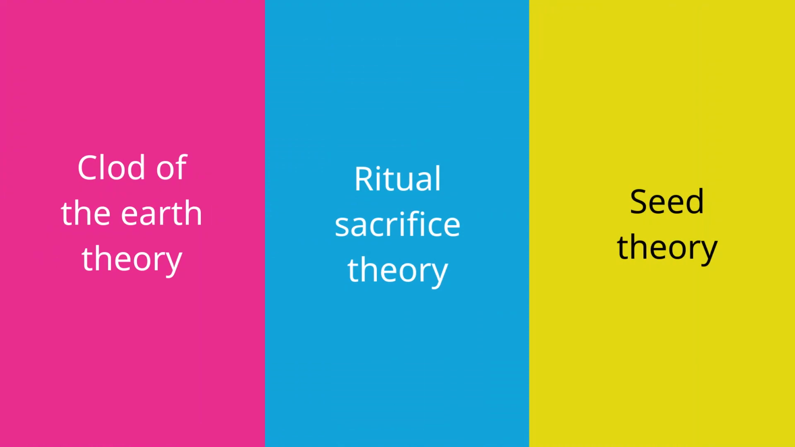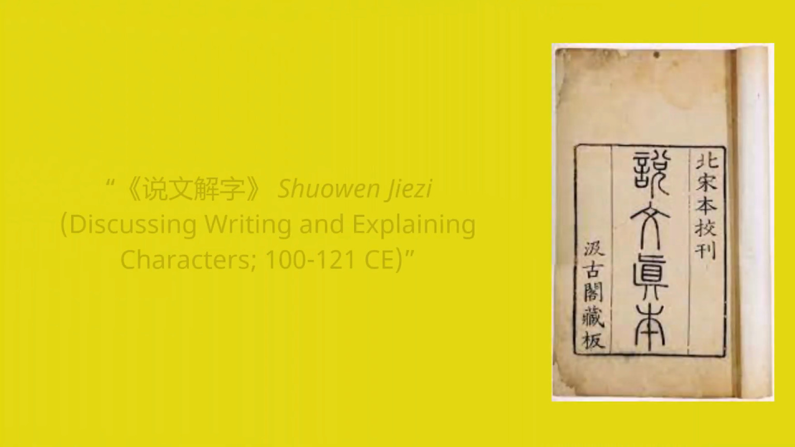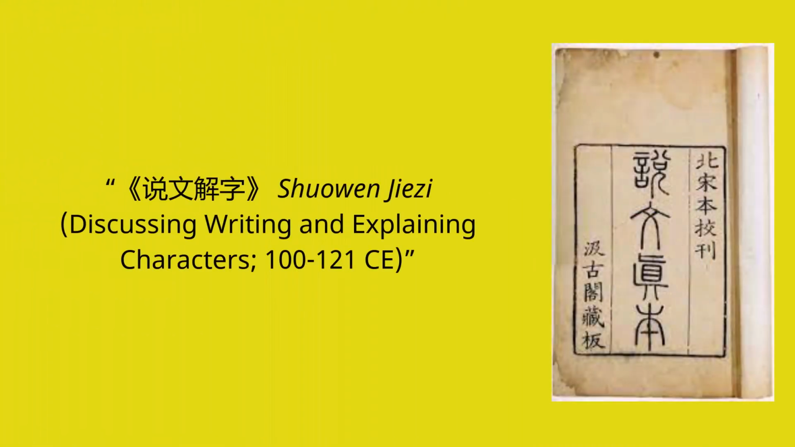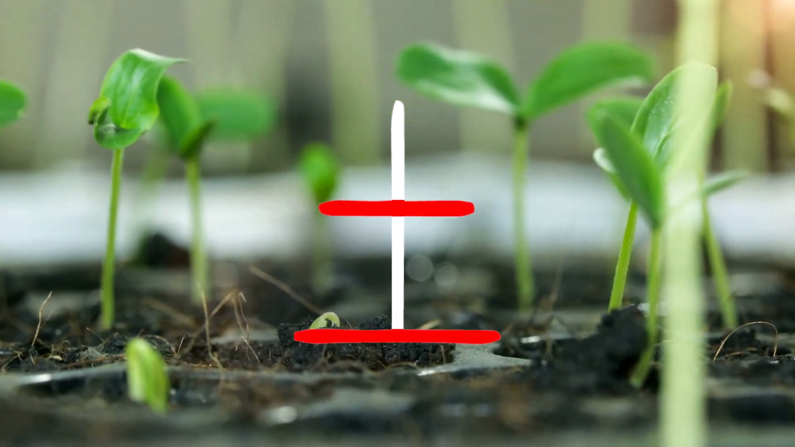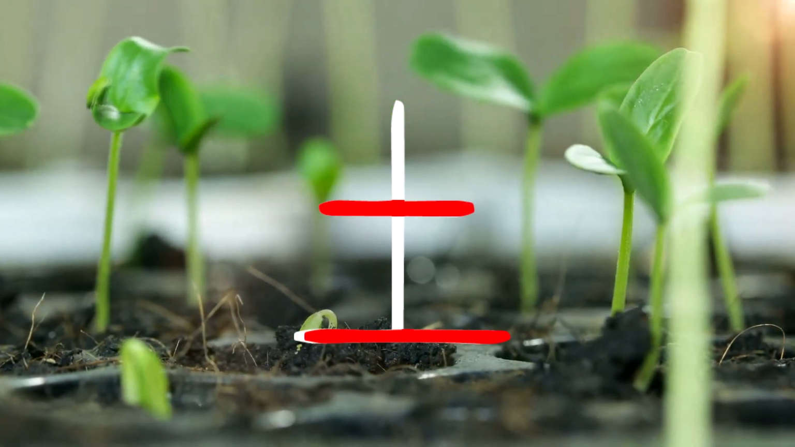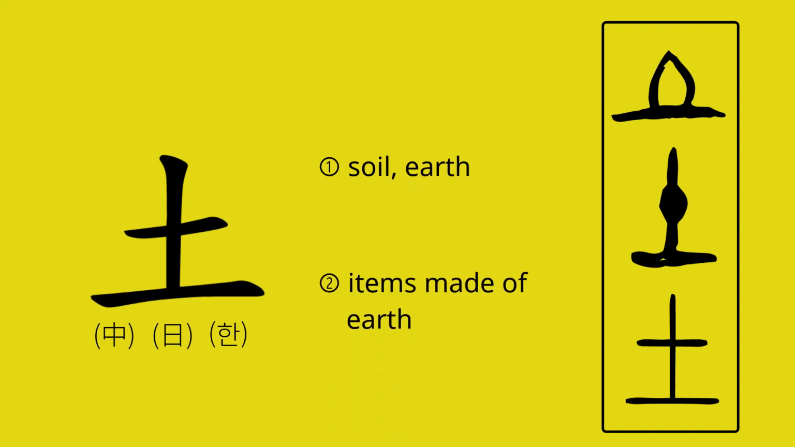The third theory of the character's origins has to do with the character as it is found in the Han Dynasty dictionary, the 说文解字, or Discussing Writing and Explaining Characters. According to this dictionary, the character has two horizontal lines to represent the middle and bottom layers of soil from which organisms emerge. In modern Chinese, Japanese, and Korean, the character can mean soil, earth, and items made of earth.